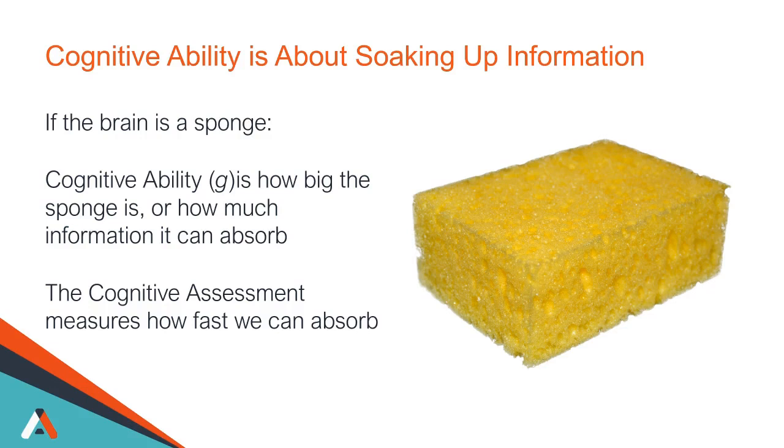The cognitive assessment then helps us understand how fast that sponge can absorb information. This helps us predict someone's likelihood to be able to learn, adapt, problem solve, and process information once on the job. These kinds of tasks, learning, adapting to new situations, and problem solving, are related to success in almost every job in existence, which is one of the reasons that cognitive ability is applicable for nearly all candidates and why it's such a powerful predictor of success.